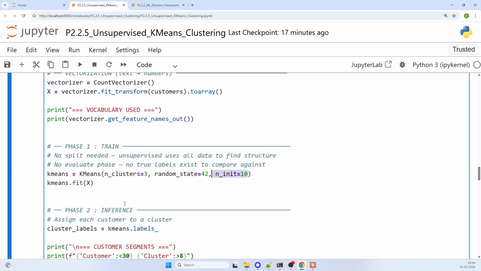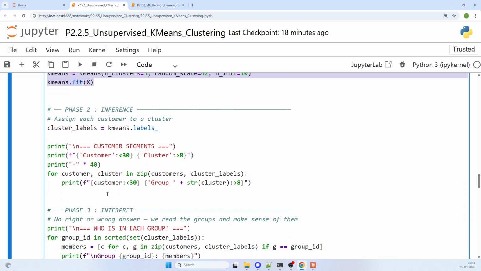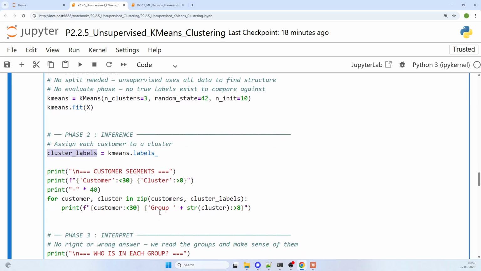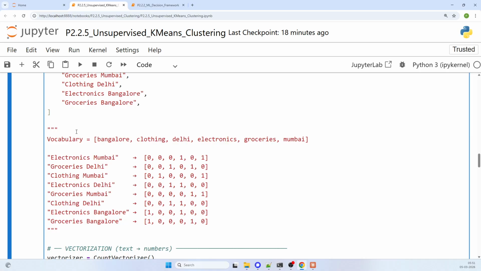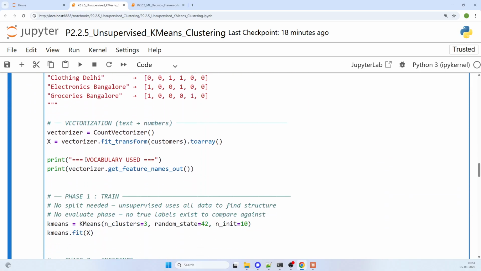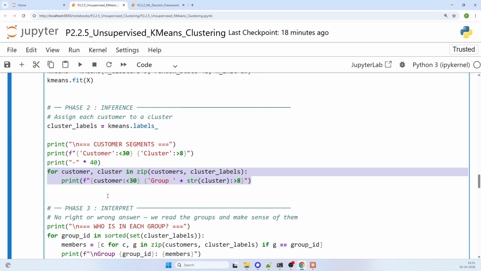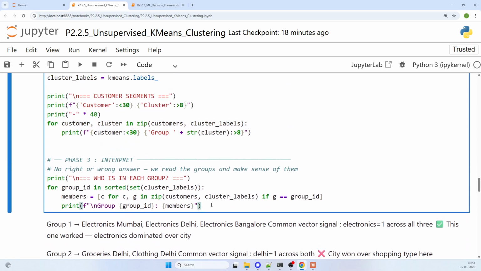Next, once you train the model, you need to run inference on the data. So here instead of evaluation, we need to inference and interpret the data. Inference means that after training, this will create labels or groups, so clusters. How many labels did we get? It says cluster labels. So here I am running a for loop, for customer, label in zip of customers, cluster labels. These are my customers. For each customer, what is the cluster label I got? I'm just printing it here. Let's see what happens after running this.